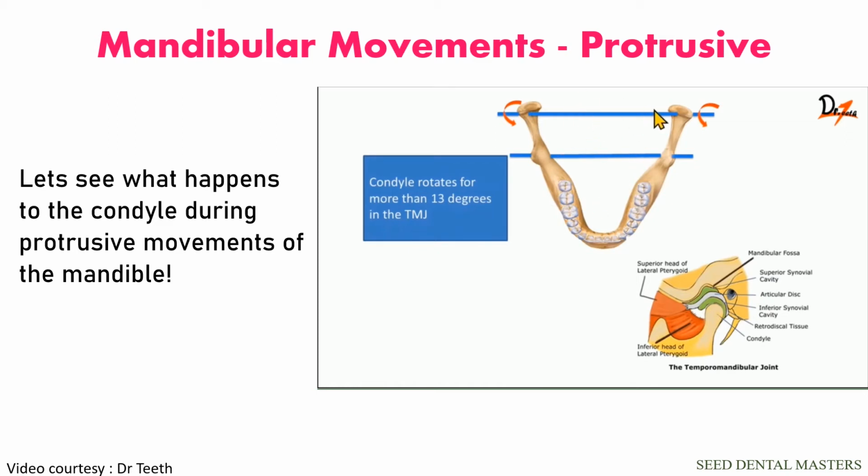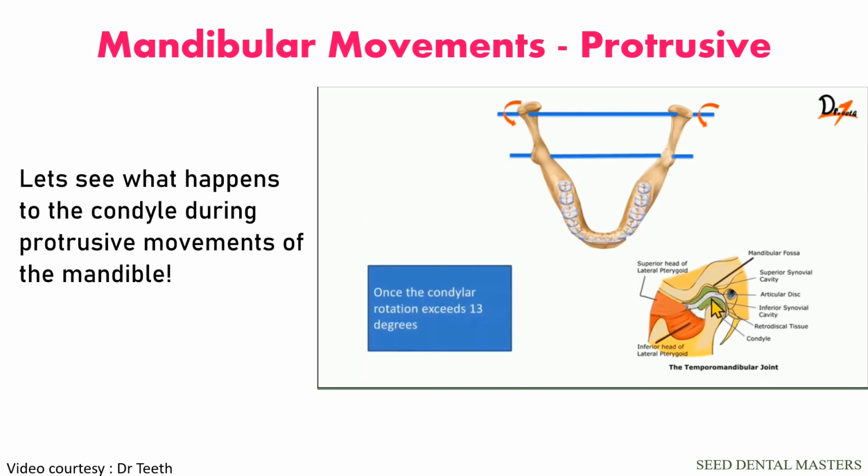Now this is the hinge axis that is passing through the mandibular foramen. During the initial stages of protrusive movement, the condyle just rotates in the TMJ. So during the initial stages, this part of the condyle will just rotate in the TMJ, that is for up to 13 degrees.